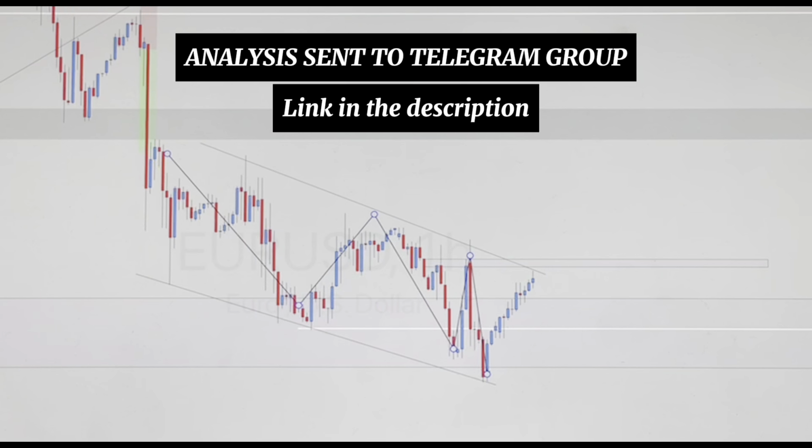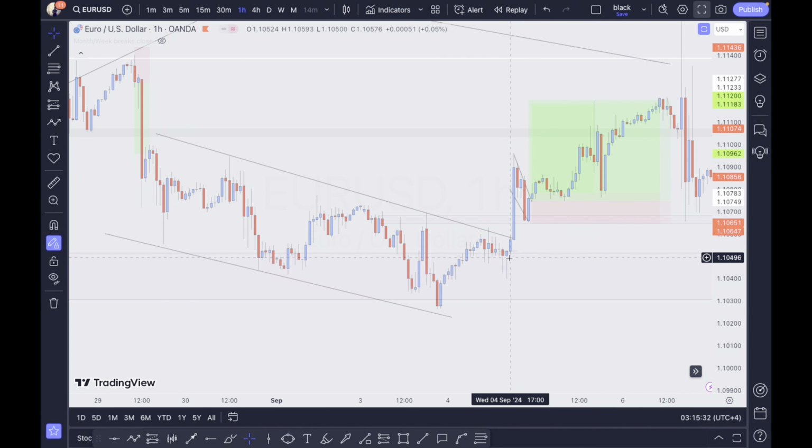So an entry will basically be waiting for price to break above right here, retest, and then we can get an entry going to the upside. Yeah, so that's exactly what price did on Wednesday. Price impulsed massively to the upside. I think this was news. Broke above and then we had a retest.